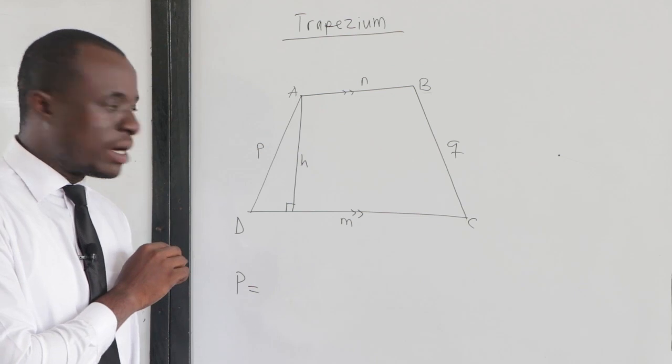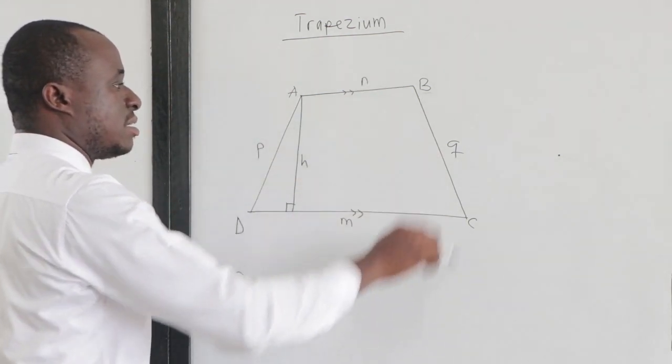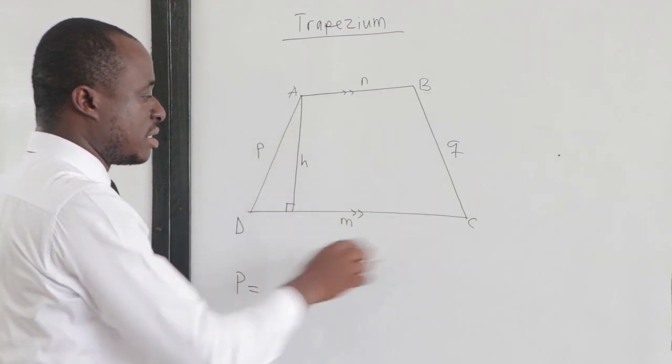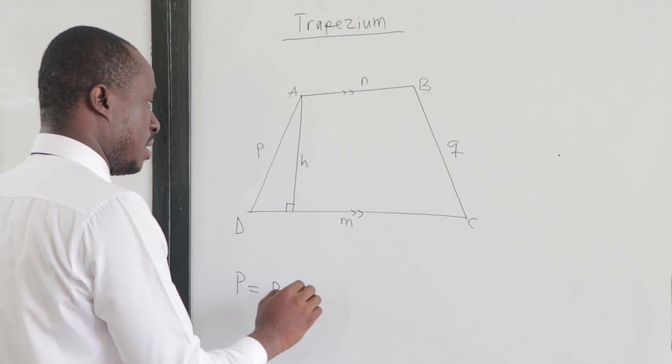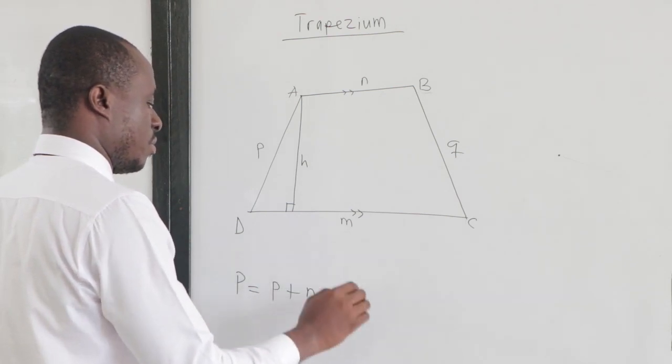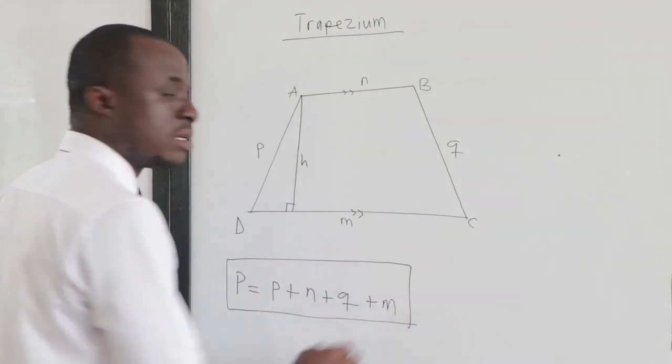Note that AB is parallel to DC. Now the perimeter, that is the total distance around it. So we have P plus N plus Q plus M. There is a perimeter, the total distance around it.